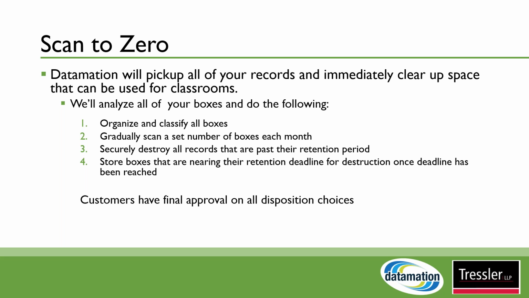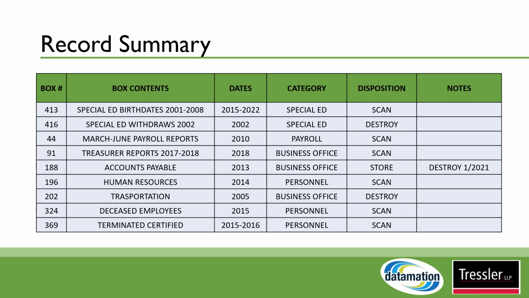What we do is we take all these boxes, we organize them and classify them, and then we say, hey, let's work on a set number of scanning 5 or 10 a month. We destroy records with your permission that have exceeded their retention period, and anything that's close to meeting the retention period, we'll store them until we can trash them. Now, this is what I give you back. It's a record summary. So if you have 300 boxes, you're going to get a spreadsheet with 300 rows.